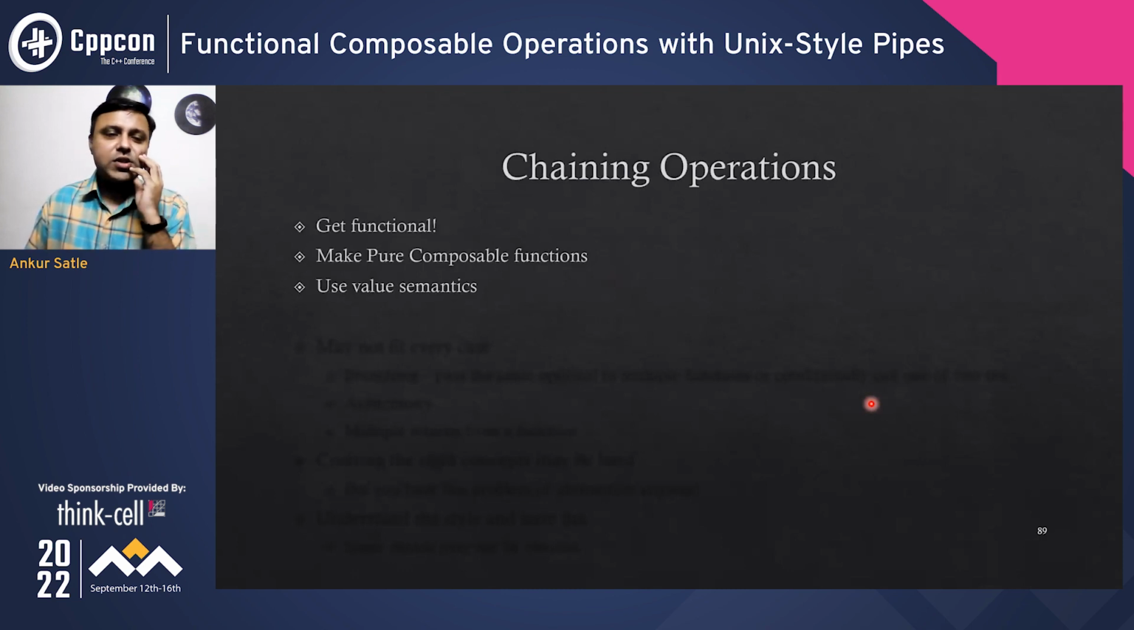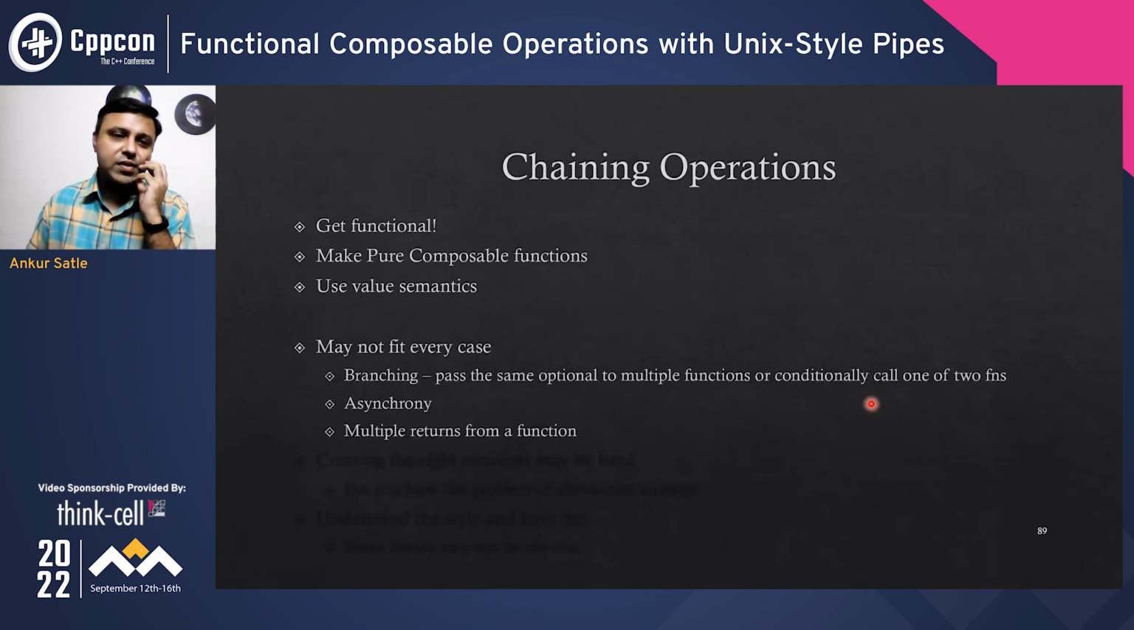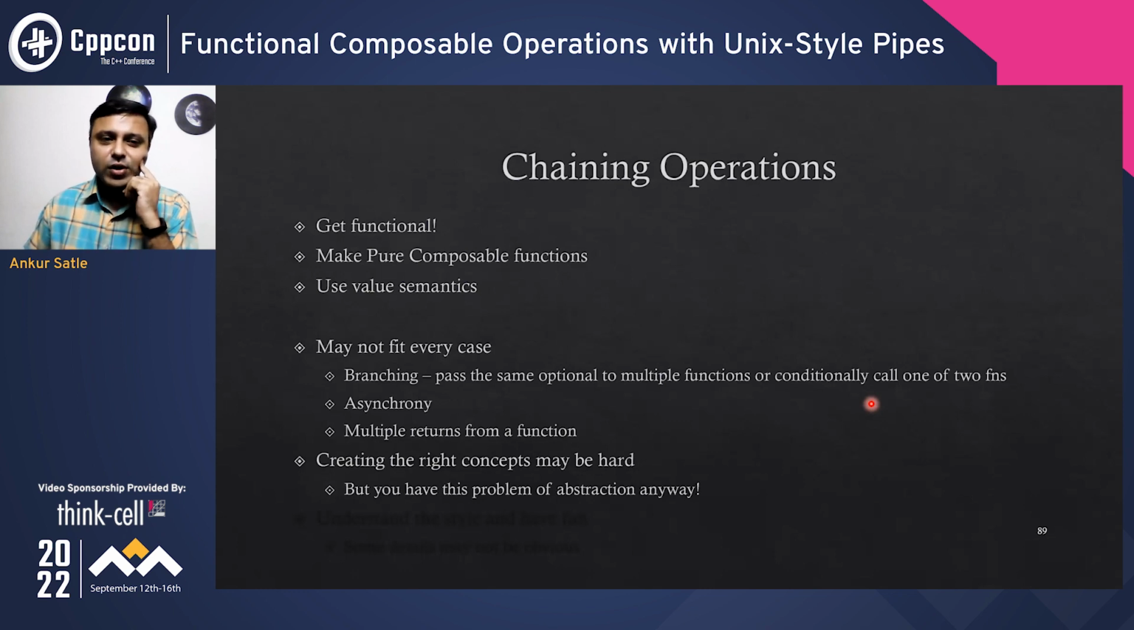In conclusion, I would just say you get functional, make pure composable functions, and use value semantics. It may not fit every case, like asynchrony or branching. So I was thinking of implementing a T of the pipe, but not today. We can talk about it. Reach me out. And multiple returns from a function, all that I'm not, if you have that case, maybe you don't want this. You don't want to use this.